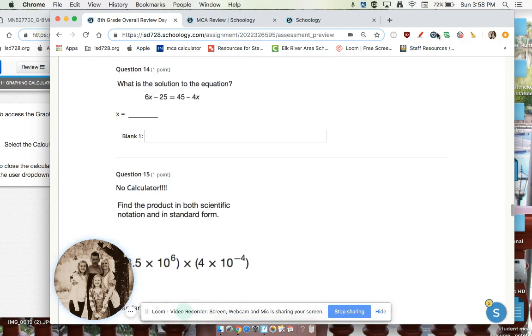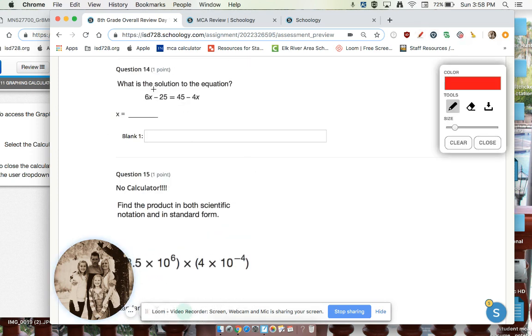Okay, number 14 is a nice little mental break compared to that one. So what is the solution to this equation? That means what is x? So I have x on both sides. I have to get x to one side. So the proper etiquette is to move your smallest one. So I'm going to add 4x.